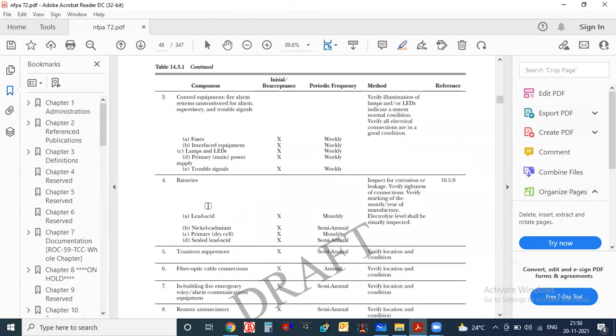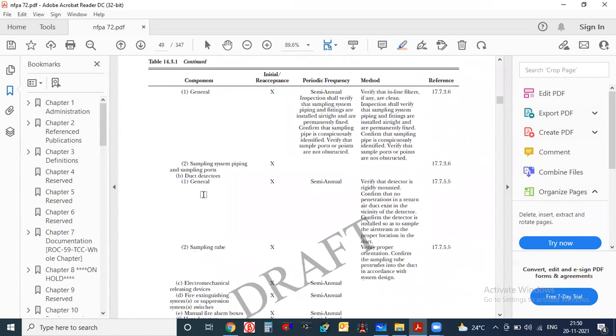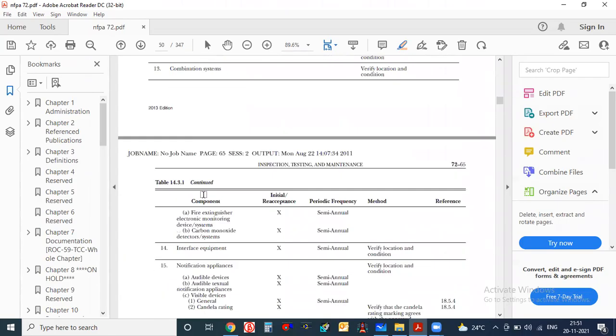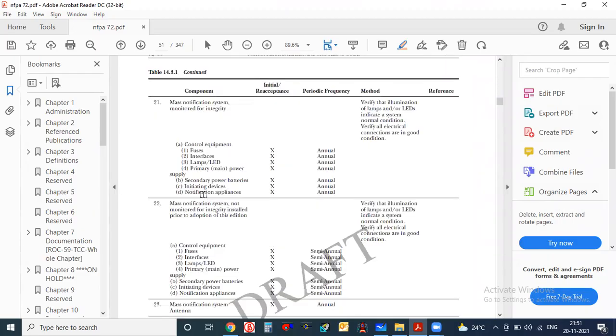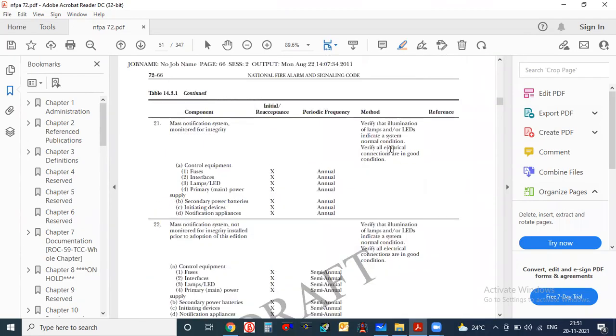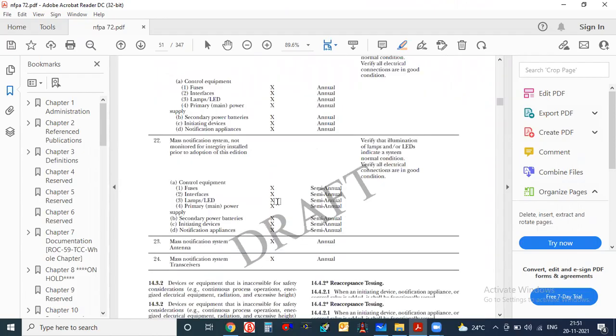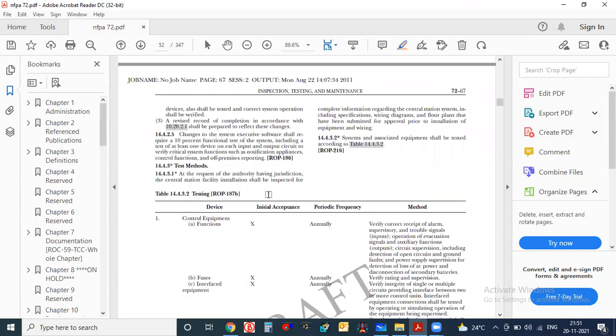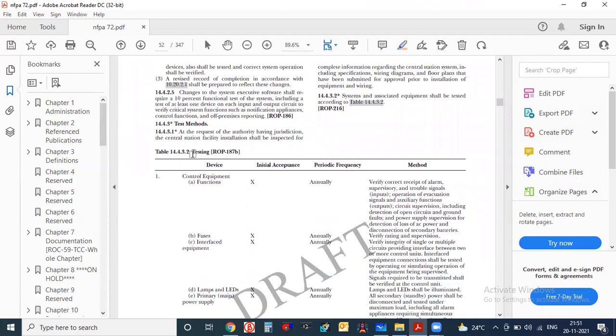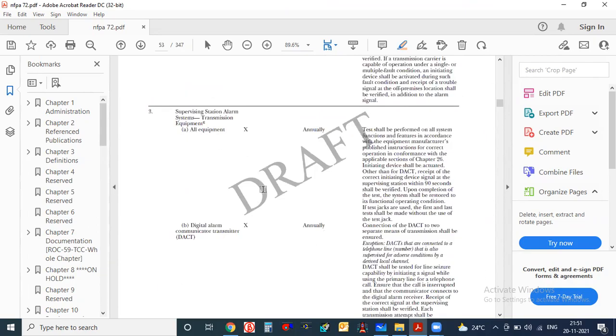So this particular table I think is a little bit important, just to know about the equipments. Different types of equipments are given here, and it's a very big topic actually. You will see that there are so many things given here. And here they have given the method also, what you have to do. Apart from that, they have given the testing for different equipments. So this table also you can see.